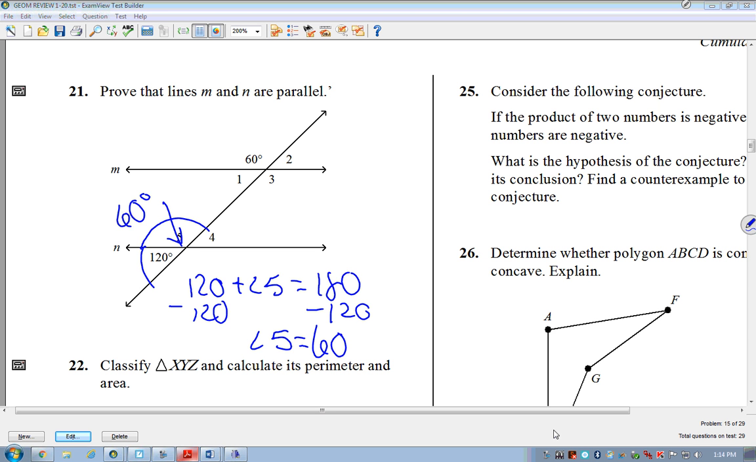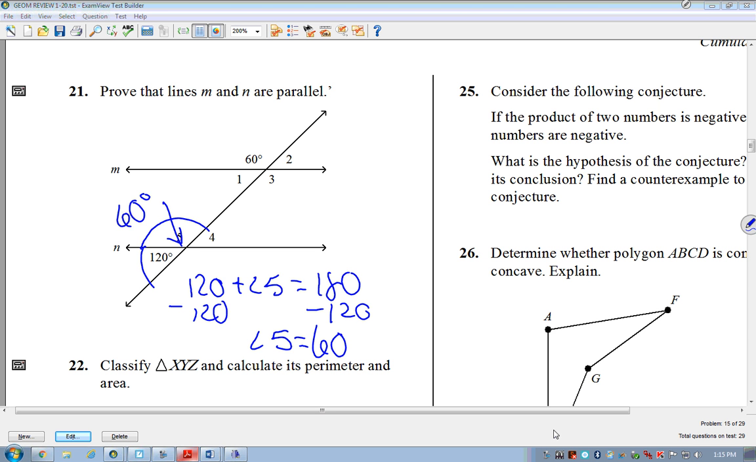You could have. Yeah, you could have. But I have enough information right now to show that. What's the relationship between angle 5 and the 60-degree angle that was already given to me? They're corresponding angles, right? So what theorem or postulate would I write down to show that these two things are parallel?